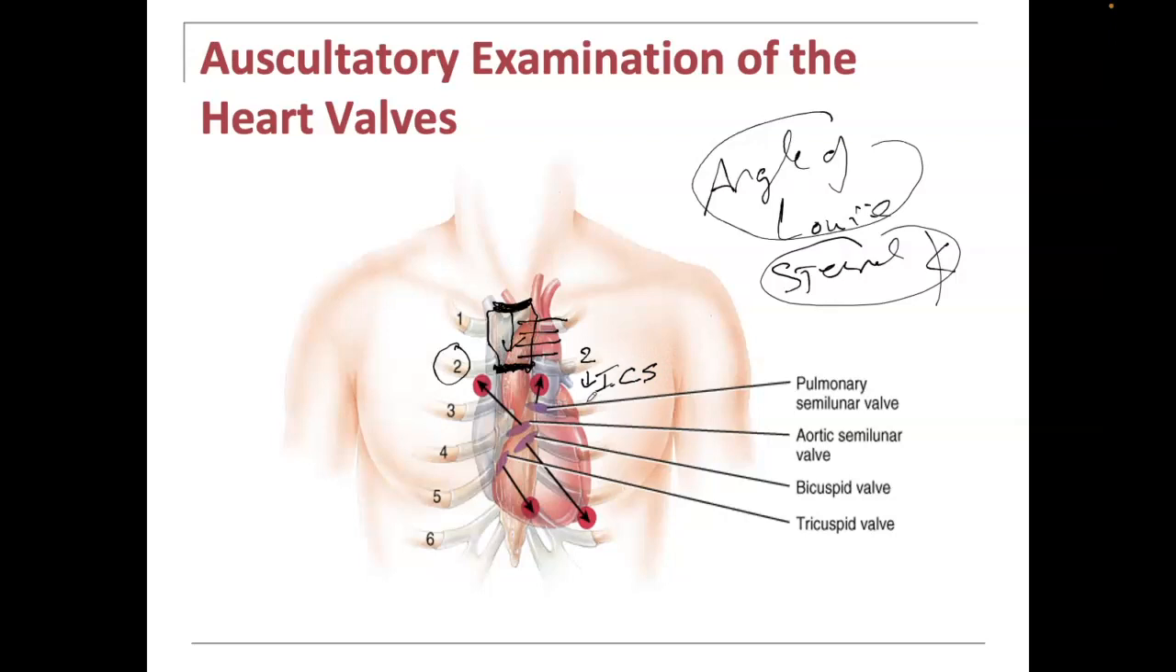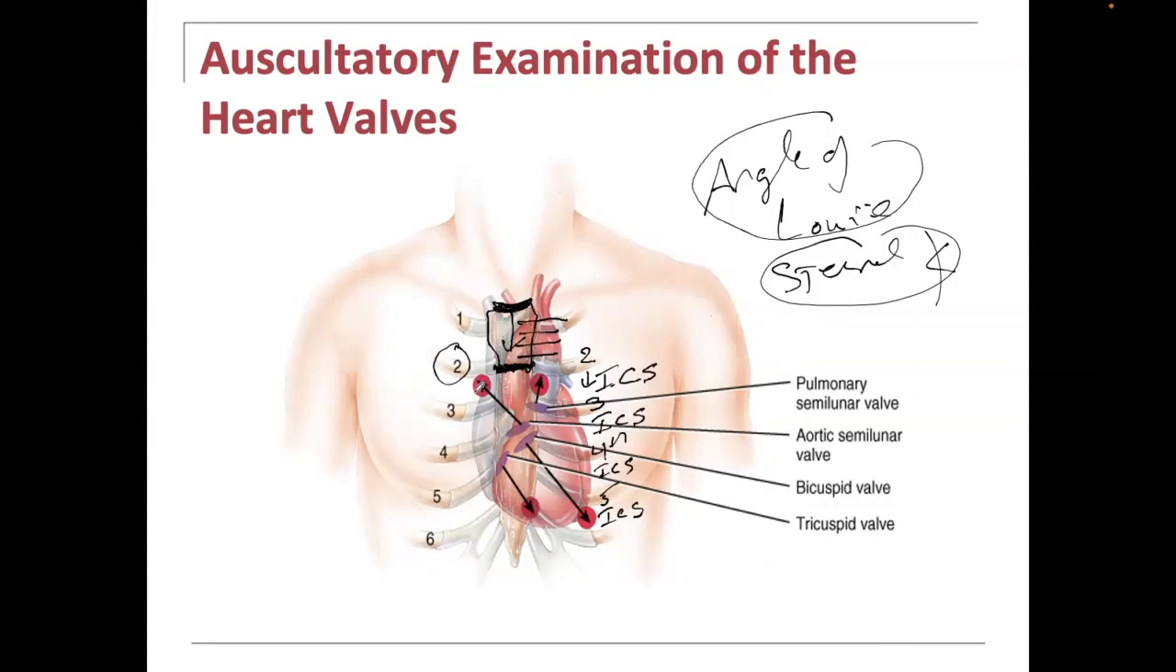When you count the second rib, just inferior to it is where the second intercostal space is. Then you have the third rib. Then you have the third intercostal space. Then you have the fourth rib, the fourth intercostal space, the fifth rib, and then the fifth intercostal space. Okay? The intercostal space is where the musculature is, the intercostal muscles, the muscles between the ribs.